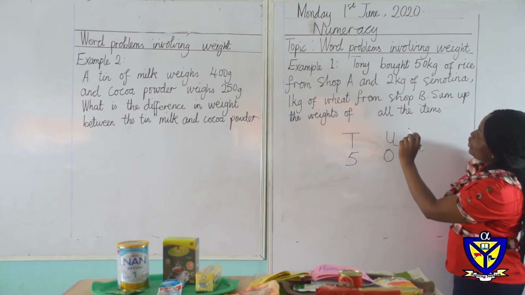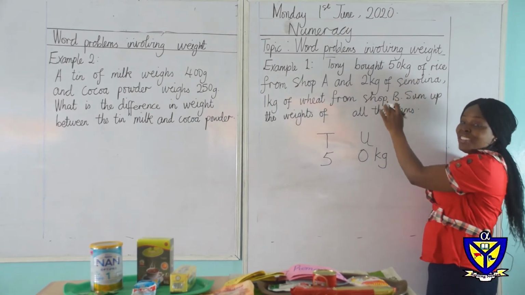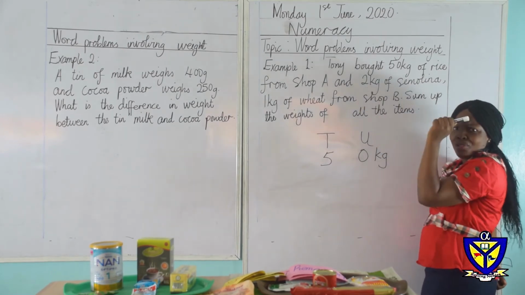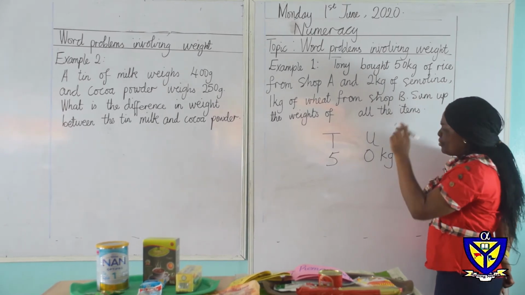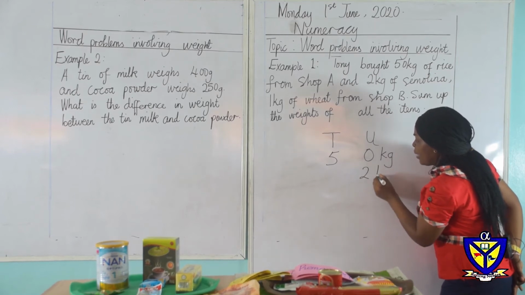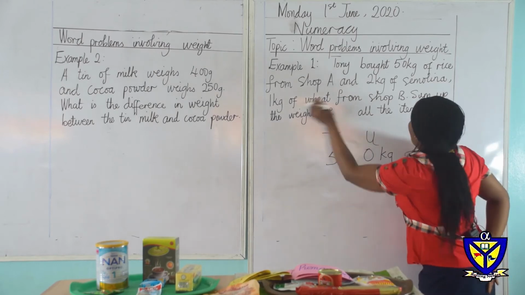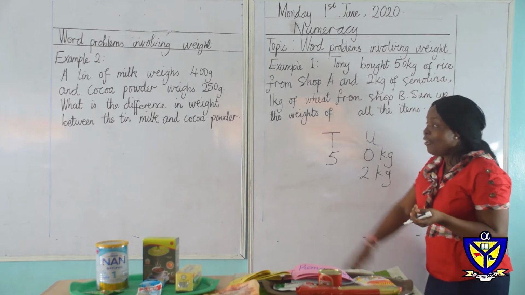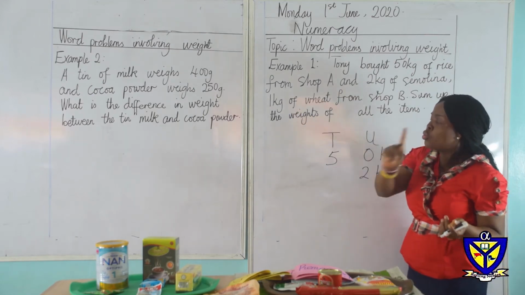Now the next number is 2 kg of semolina. Our 2 is just a 1 digit number, so the 1 digit number will be under units. We write it down, then we put our kg. Then the next number is 1 kg of wheat. Our 1 is just 1 digit.